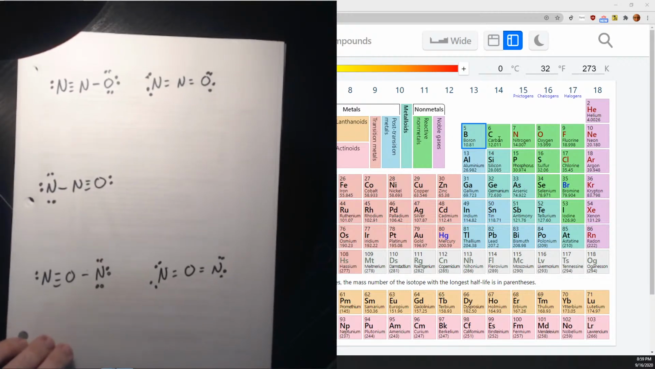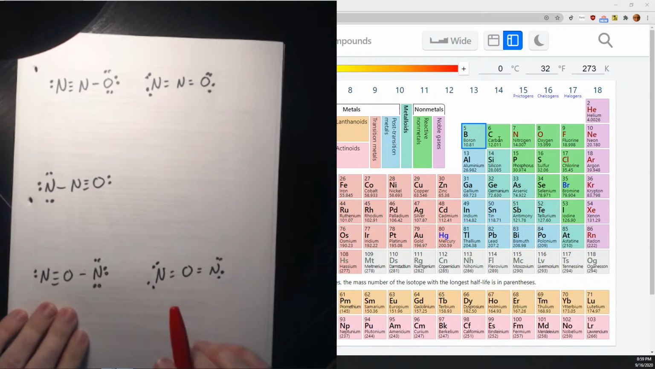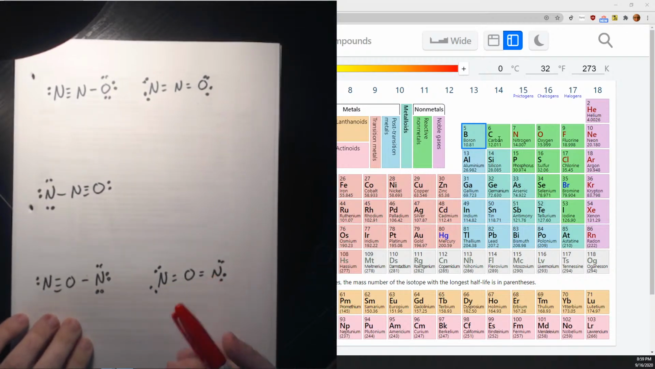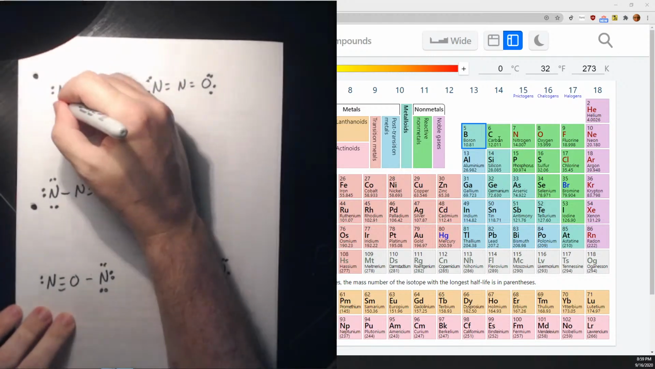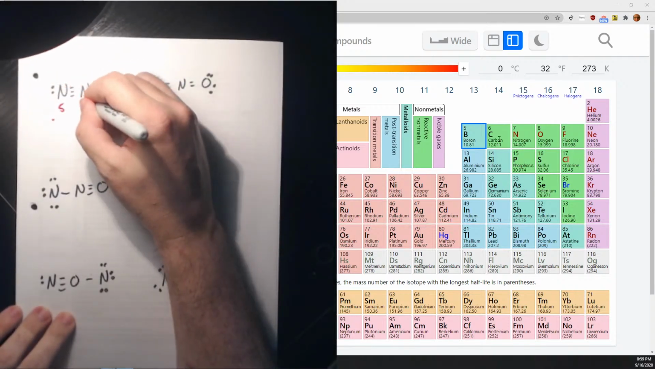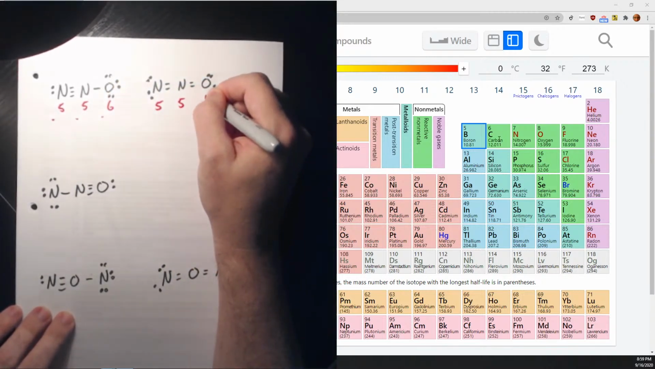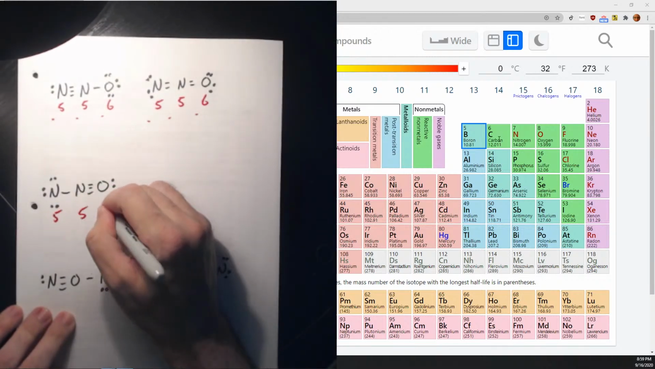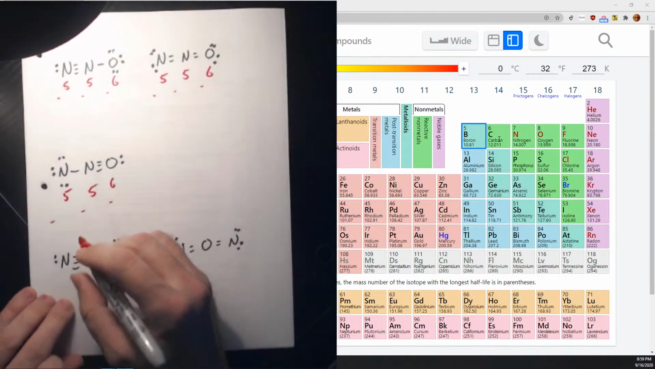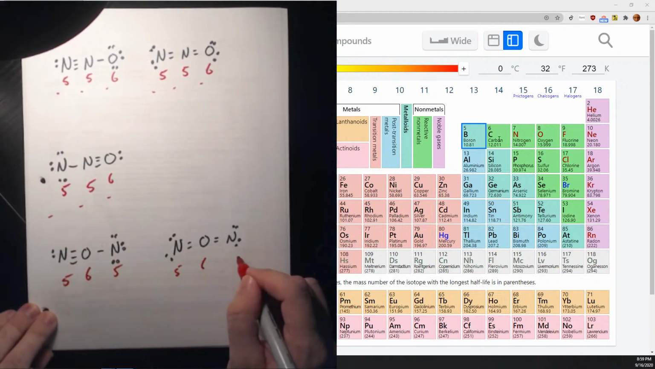Whew. All right. So regardless, nitrogen always started with 5 valence electrons. Oxygen always started with 6. So it's going to be 5 minus something, 5 minus something, 6 minus something, and so on for each structure.